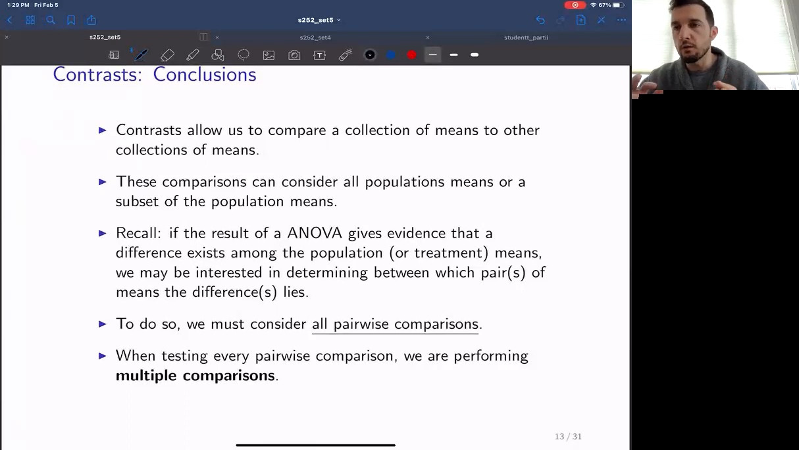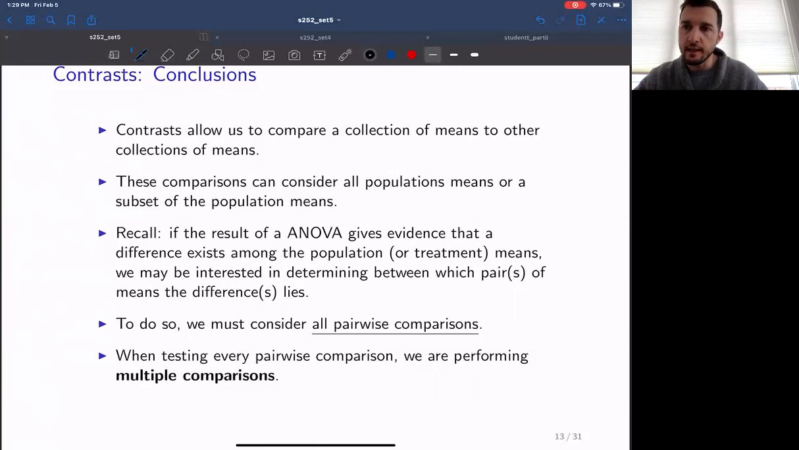So the natural question that comes out of rejection of the ANOVA null hypothesis is, where does the difference lie? So what two means are actually different from each other? So is mu1 different from mu2? Or is mu1 different from mu4? Or is mu2 different from mu4, etc.?